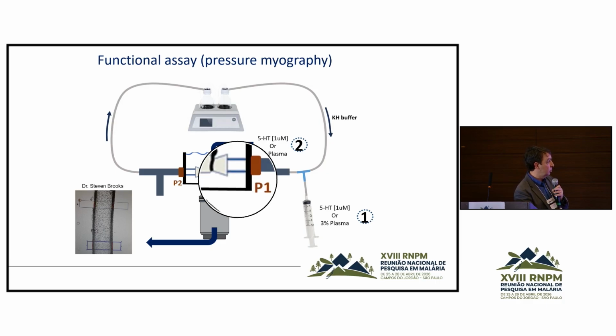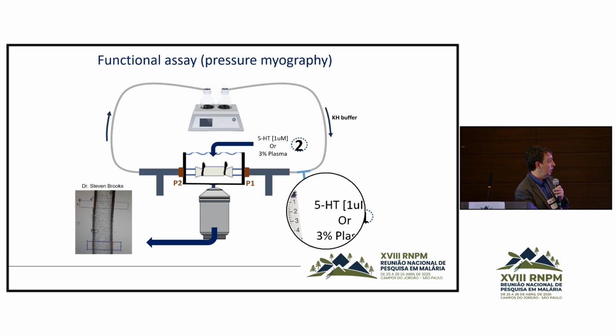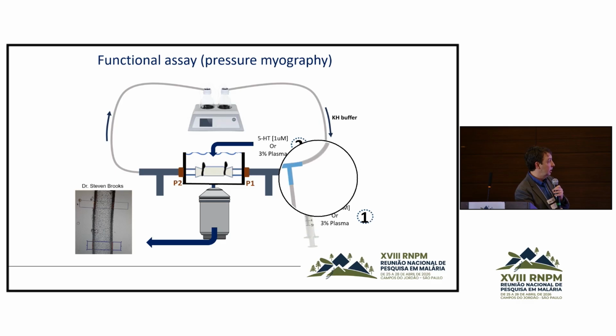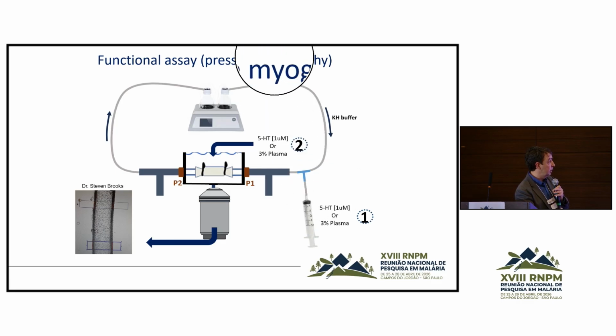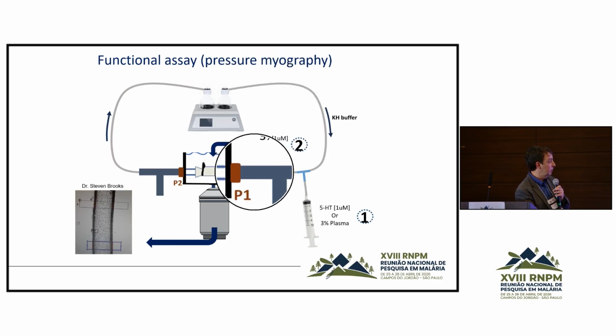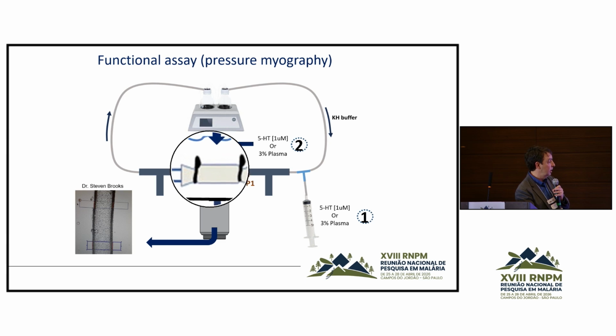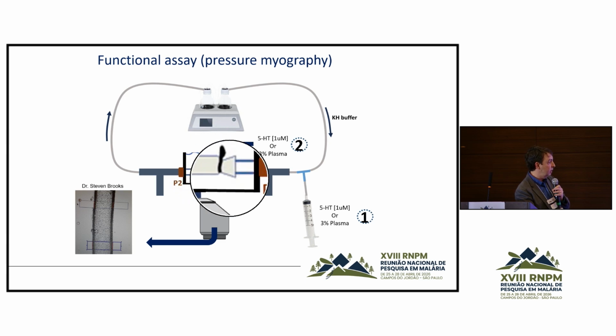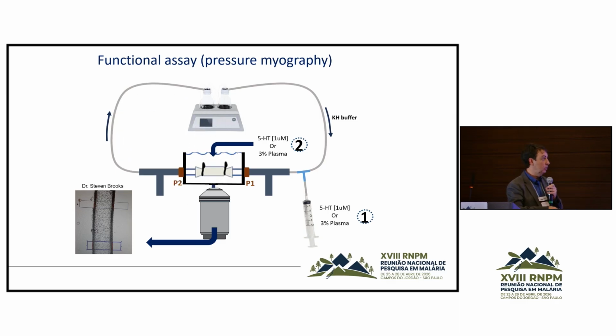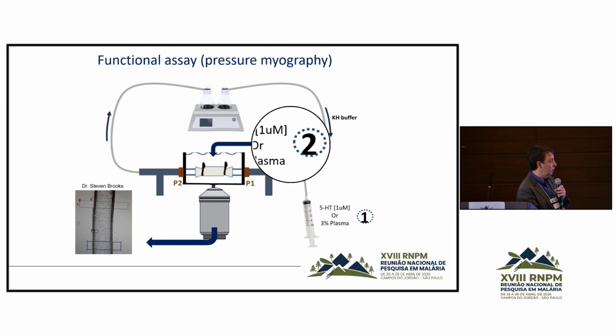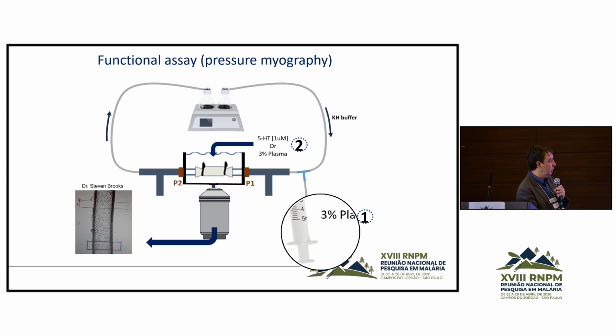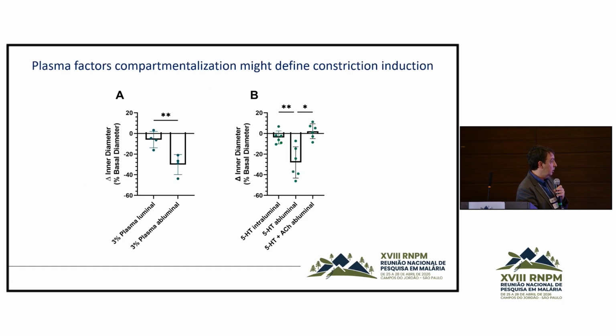And here we used a system that was very elegant, where he had a myography called pressure myography. And in reality, you put the vessel here, and you could perfuse the vessel in the lumen, or you could subperfuse from the external part. So he tested putting plasma or serotonin on the outside or only in the inside.